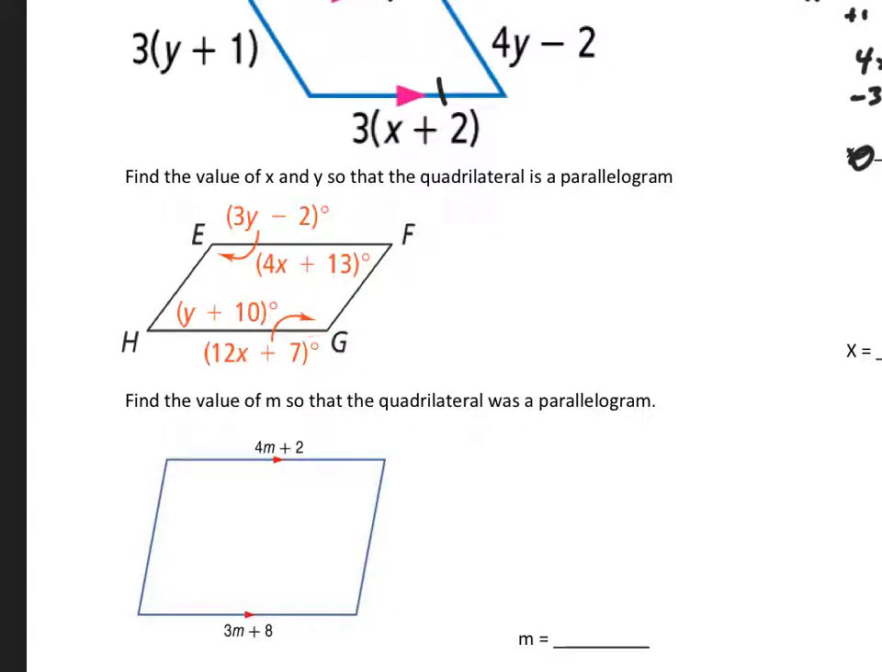So if I look at angle G and angle F, I notice they both have x's. So that's going to be a sign for me to set both of these angles equal to 180. So 4x plus 13 plus 12x plus 7 equals 180. When I do that, I get 16x plus 20 equals 180. All I did was combine my like terms, subtract the 20 from both sides. I get 16x equals 160, and divide both sides by 16. We get x equals 10.